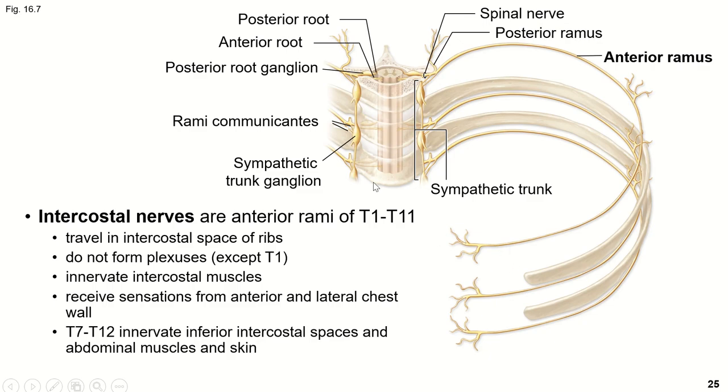All right. Now, from the anterior ramus along the thoracic portion of the spinal cord, we have the intercostal nerves. Okay, so the anterior ramus becomes the intercostal nerve, goes around in that costal groove on the rib, and then branches off to innervate the intercostal muscles and to receive sensations from the chest. Okay.